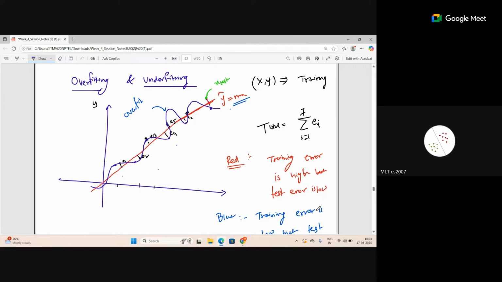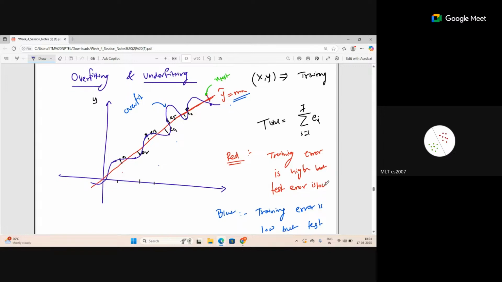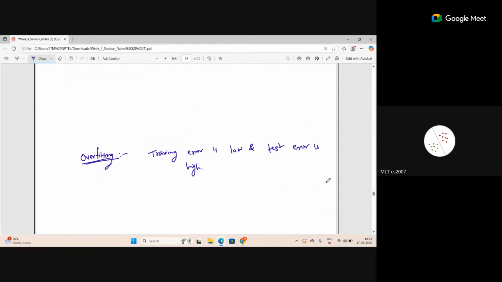But if you try to make that error zero, right? So what are you forcing here? You are trying to overlearn it. Correct. And in that case, that case is called overfitting. So in overfitting, what happens? Training error is low and test error is high, and that we actually call high variance. Fine, this is high variance, but with low bias.